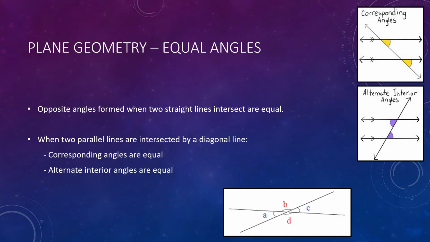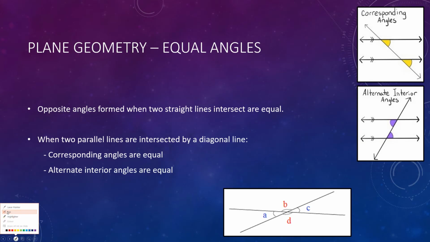Note this also works with the Z the other way, which is kind of weird looking. So if we take a look at this with this kind of Z shape, these alternate interior angles are also going to be equal. By definition, if they're alternate interior angles, they will be equal to one another, regardless of what side of the shape they are on.